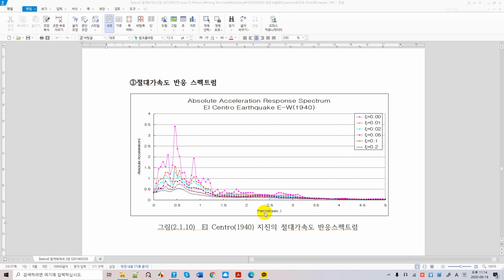You see the x-axis represented by the period, and the y-axis represented by acceleration, spectral acceleration. We say spectral, right? Spectral means maximum value for design. And what else? It is a function of period and, of course, a function of damping ratio.